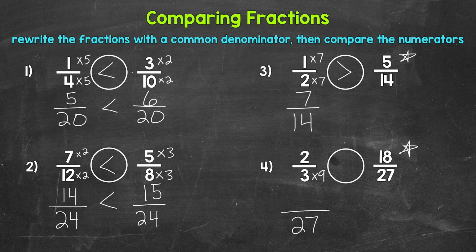3 times 9 gives us that denominator of 27. So let's multiply the numerator by 9 as well. 2 times 9 gives us 18. So we get 18/27. 18/27 is equal to 18/27. So reading our original comparison from left to right, 2/3 is equal to 18/27. So there's how to compare fractions. Let's move on to ordering.